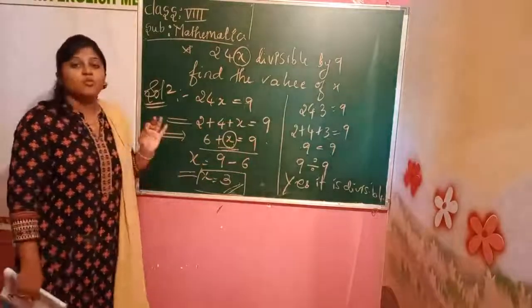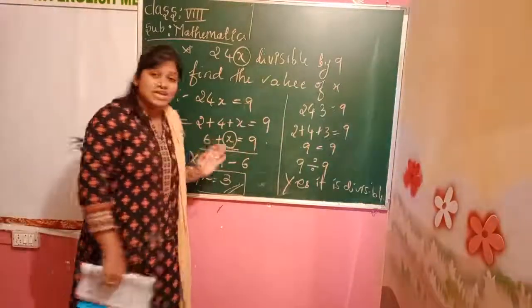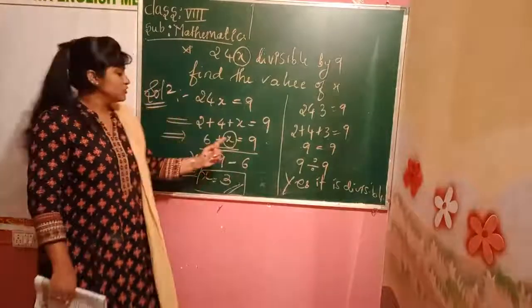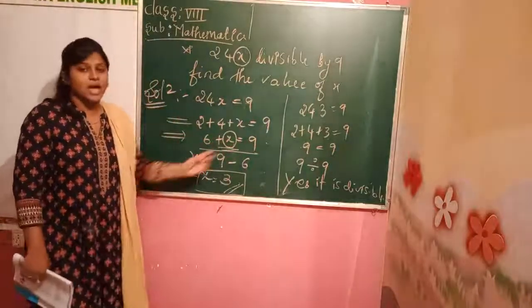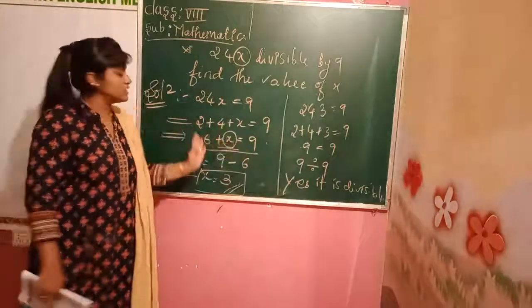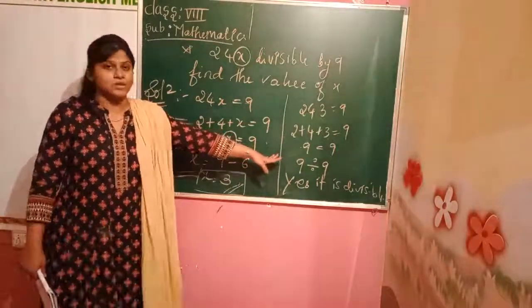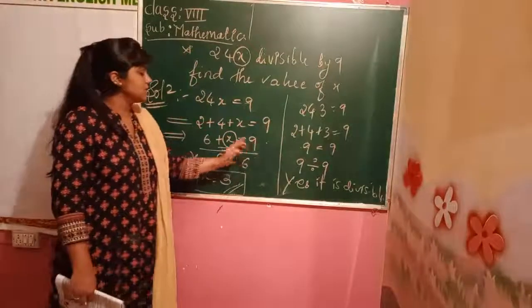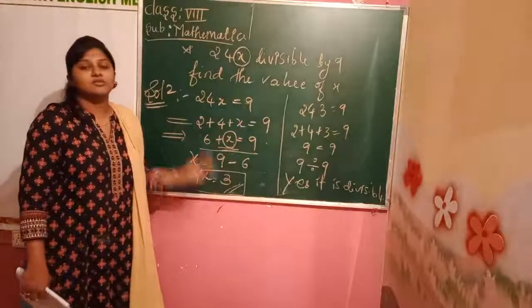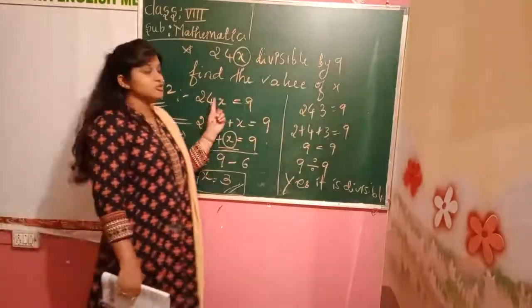After that, what do we have to do? They are not telling us to find the equation. They are telling us to find the value of x. So I am taking x out. This 6 will move to that side, and the plus will change to a minus sign. Now 9 minus 6, what is the answer? x is equal to 3. We got the answer, x is equal to 3.